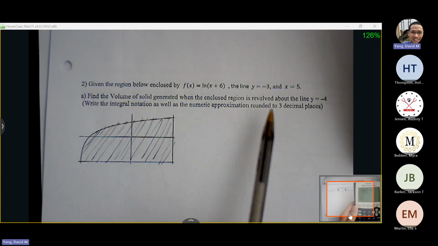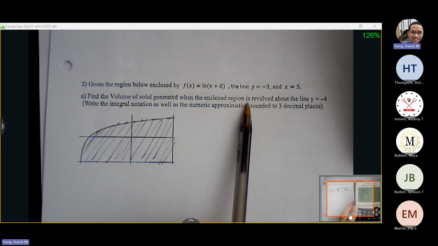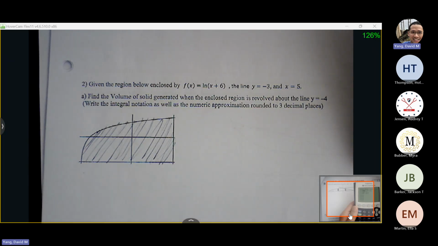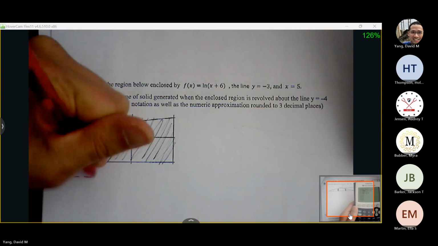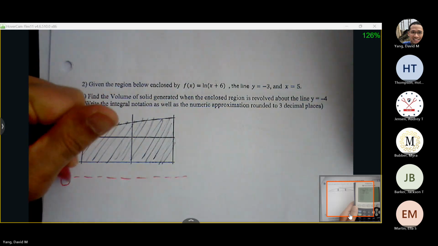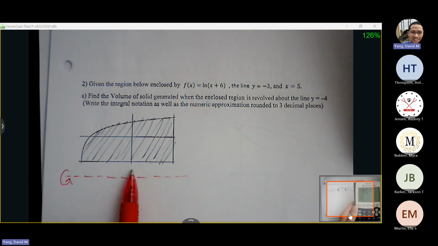Okay. We're going to revolve around the line y equals -4. So you see the word revolving, you know it has to be either disk or washer method. So if this is -3, then -4 is going to be below it. Clearly, there's a gap. So washer method.